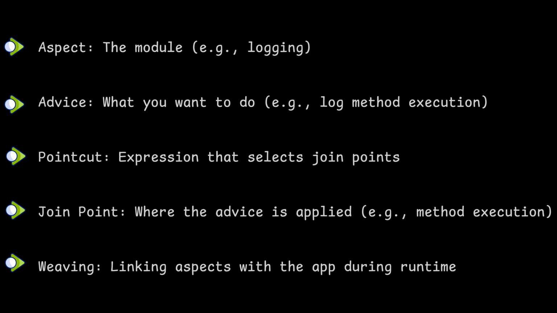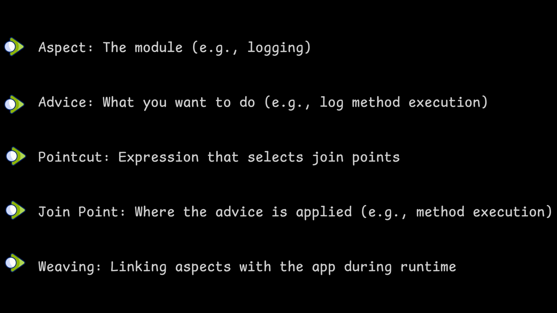Here are some key things to know about AOP. An aspect is a class that defines cross-cutting logic. An advice is an action we're going to take either before, after, or around a method. Then we've got the pointcut. This is where we're going to apply the advice. A join point is the actual execution point of a method.